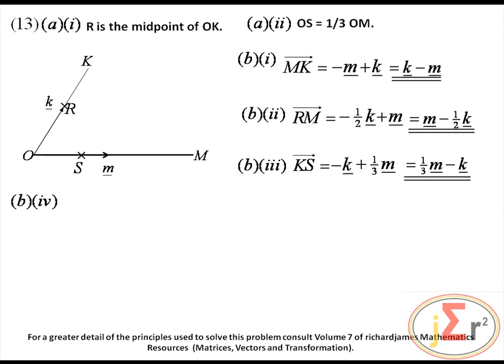Then RS, going a half of K and a third of M. So in the opposite direction too, so we go negative half of K and a positive 1/3 of M. So turning them around, positive at the front, we have 1/3 of M minus 1/2 of K.